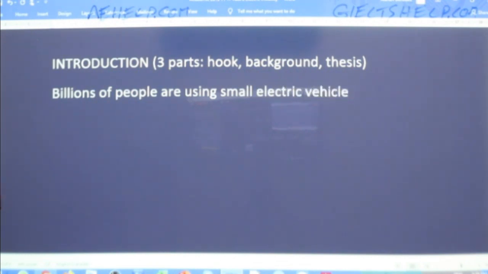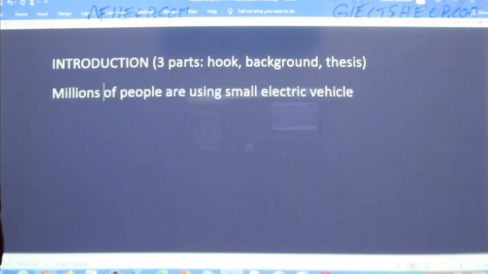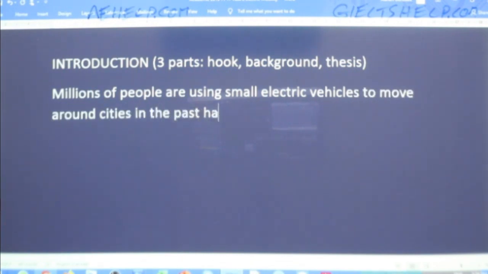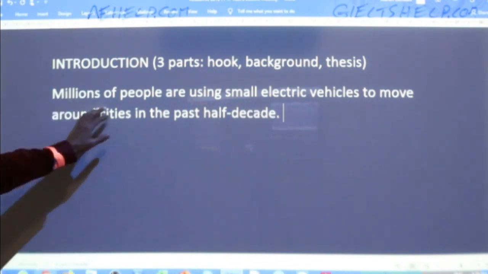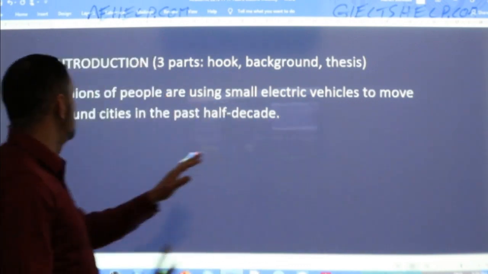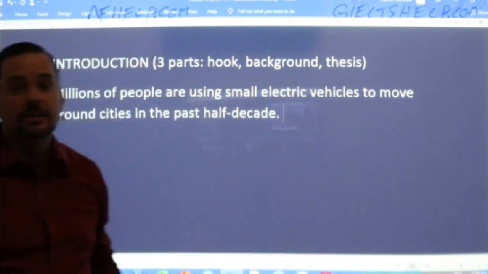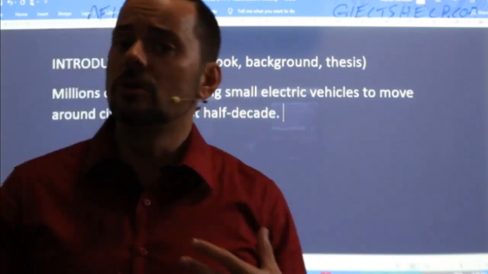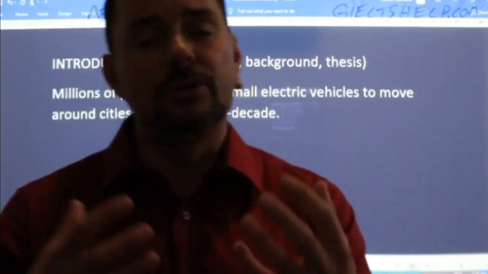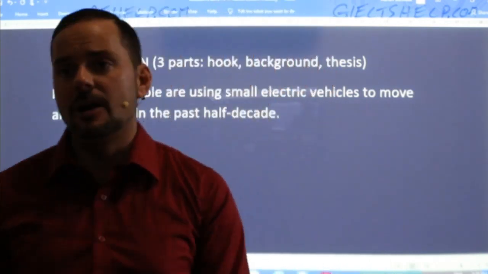It's maybe not in the billions, but you could say millions. Okay? And still very powerful. All right, so there's my hook. Millions of people are using small electric vehicles to move around cities in the past half-decade. Boom, that's it. Nothing too complex. I want to make sure that my grammar is clear, that I'm using the topic, and that's it.